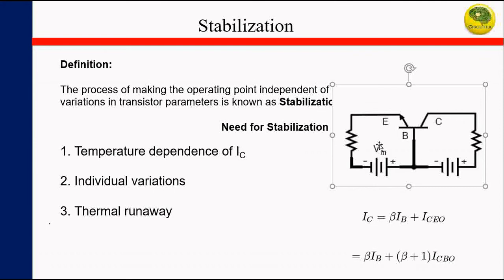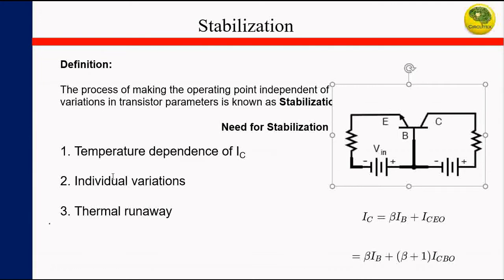To come out of this, the biasing conditions are set so that the zero signal current, that is IC, equals 1 milliampere. Therefore, the operating point needs to be stabilized. That is, it is necessary to keep the current IC at this value constant. The collector current should be constant. Therefore, there is a need of stabilization in case of temperature dependence.